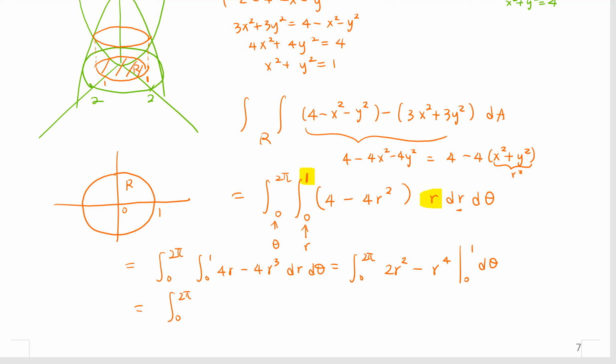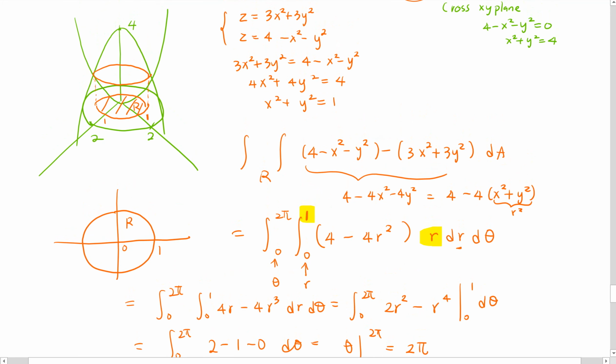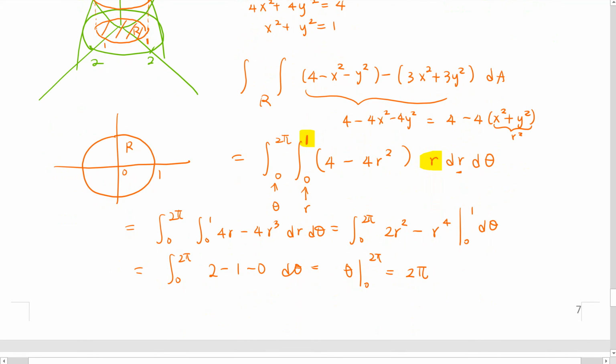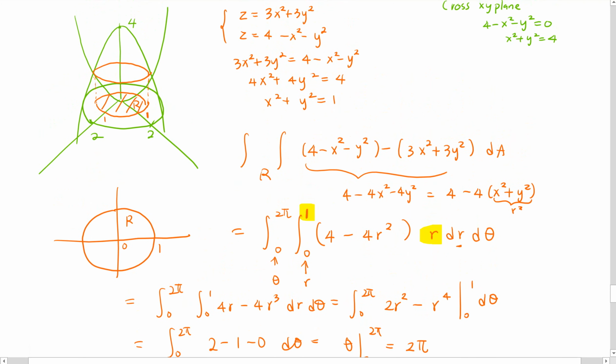So we plug in 1, we get 2 minus 1, and when we plug in 0, we just get 0, and then d theta. So this is just 1. The integral of 1 with respect to theta is just theta, from 0 to 2 pi. So the answer is 2 pi minus 0, which is 2 pi. So far, so good, everybody. The volume of the region between the two surfaces equals 2 pi. A very nice number.